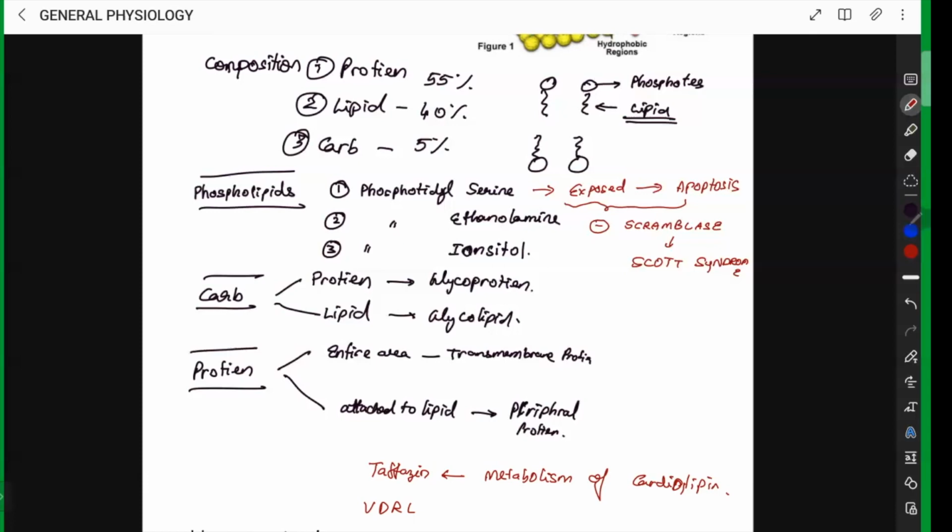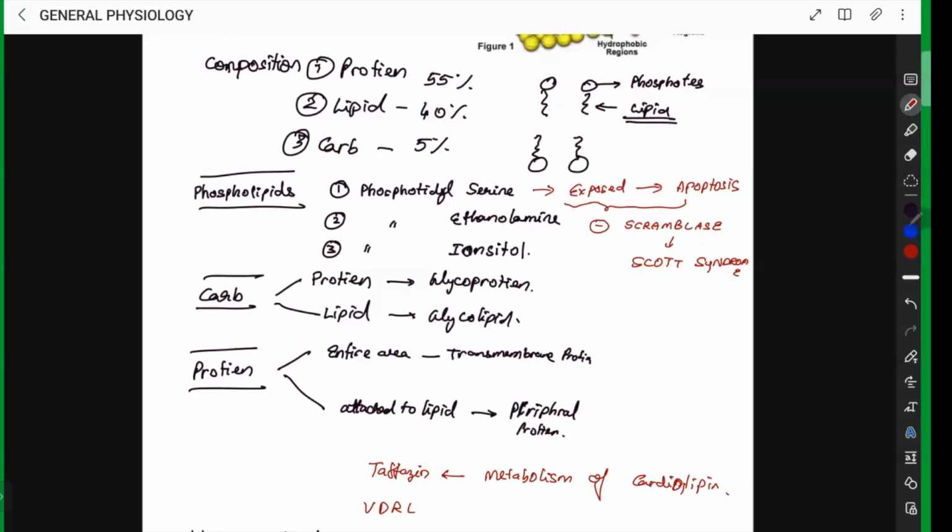Right. You know membrane proteins. So there are 3 types of membrane protein. You have the integral membrane protein, peripheral protein, and lipid anchored protein. Okay, you have 3 things: peripheral protein, transmembrane protein, and lipid anchored protein. So each one has some specific importance.